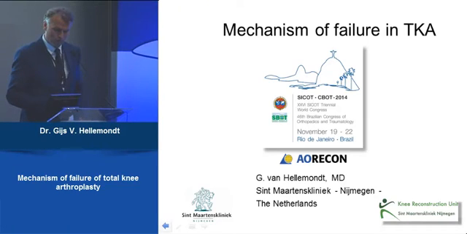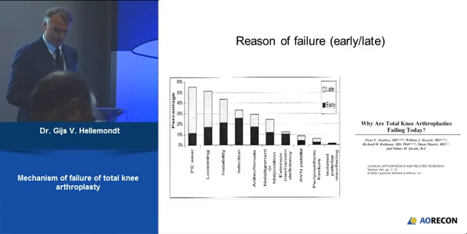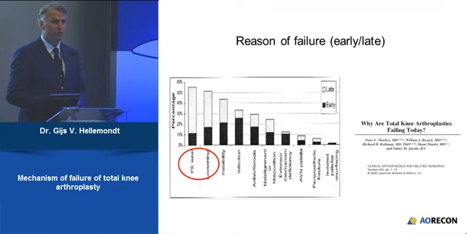Mechanisms of failure in total knee arthroplasty. We're all familiar with this classical paper by Sharkey, which showed that we have either late or early complications in total knee arthroplasty. Most commonly in the later phase, we see polyethylene wear and loosening, and of course infection is probably the most common reason for failure at an early stage.